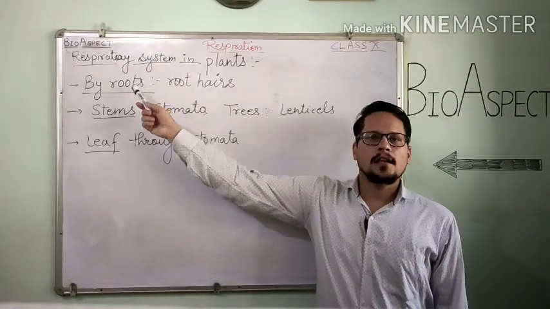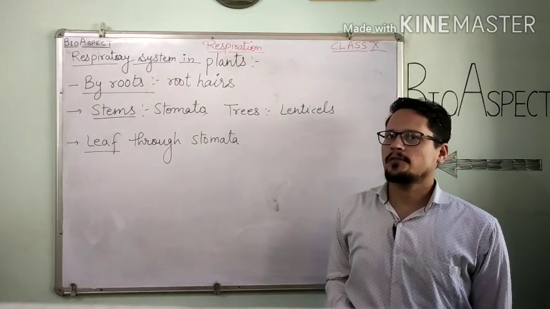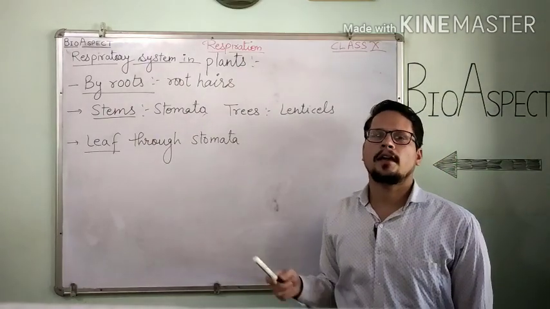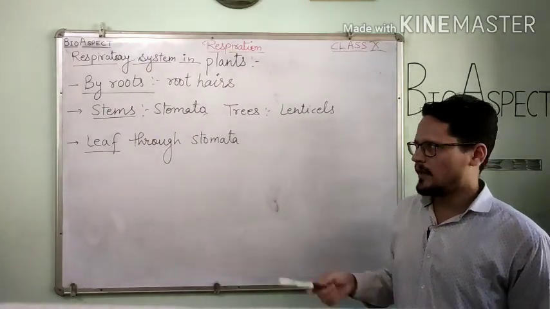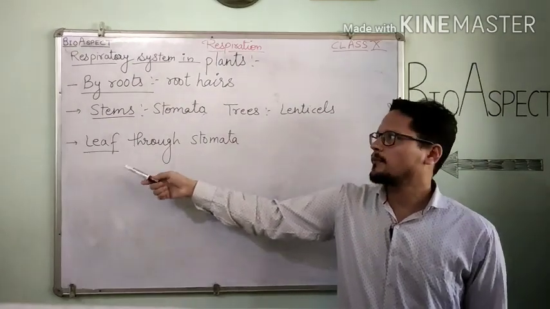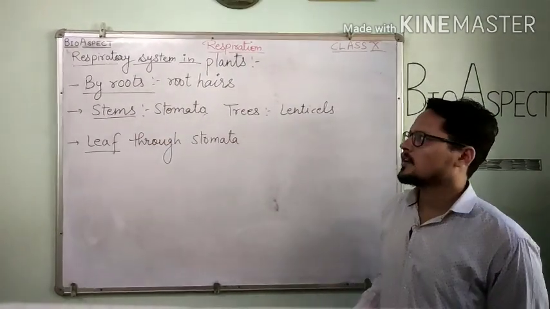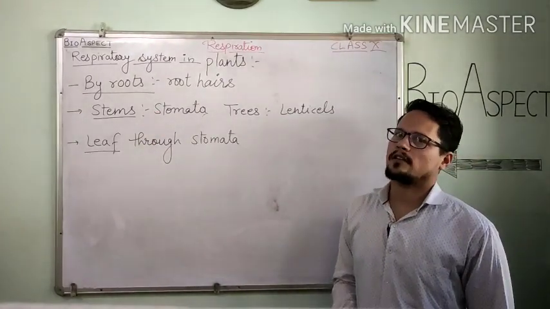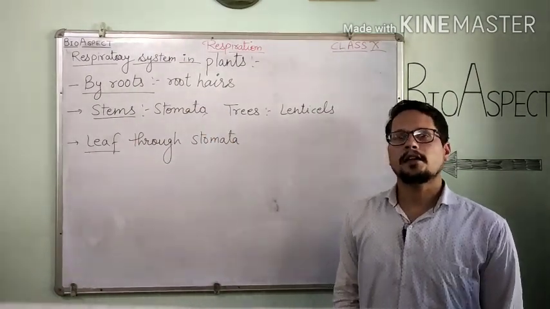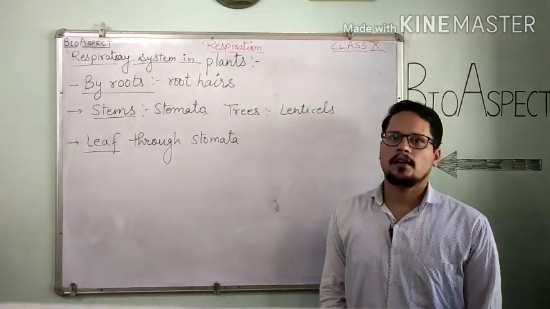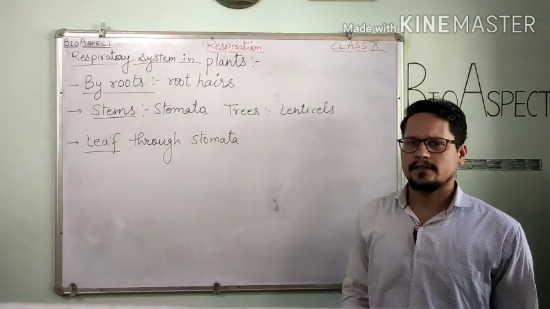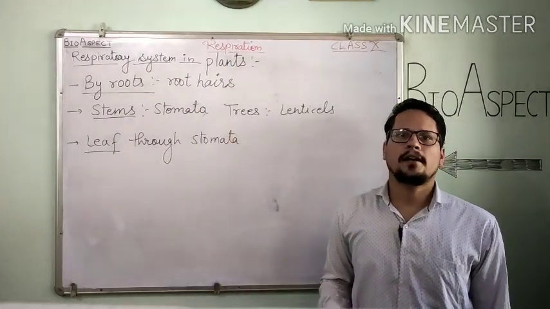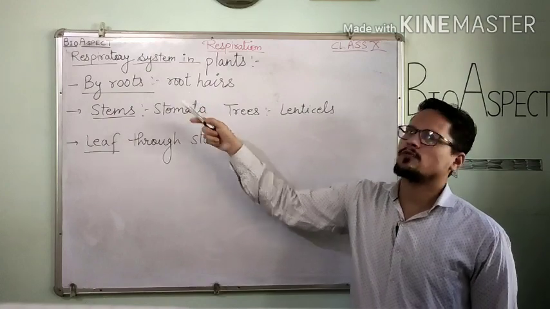This is the last topic of the chapter, respiration. Respiratory system in plants. Plants respire by their roots, stem and leaves. Mainly they respire through their leaves, but roots and stem are also involved. Number first is by roots. Roots are divided into smaller branches which are called root hairs. They increase the surface area for absorbing air, water, minerals, etc. By the root hairs, oxygen is diffused in, and when they utilize it, carbon dioxide is diffused out.